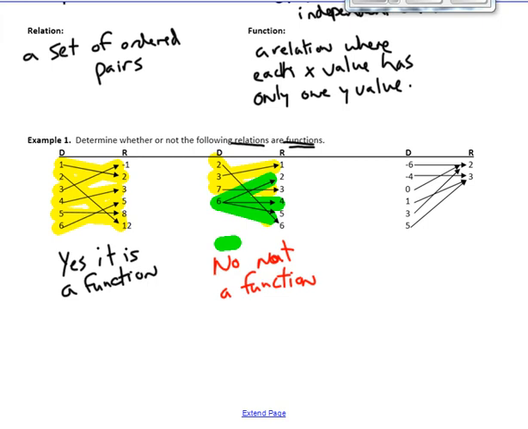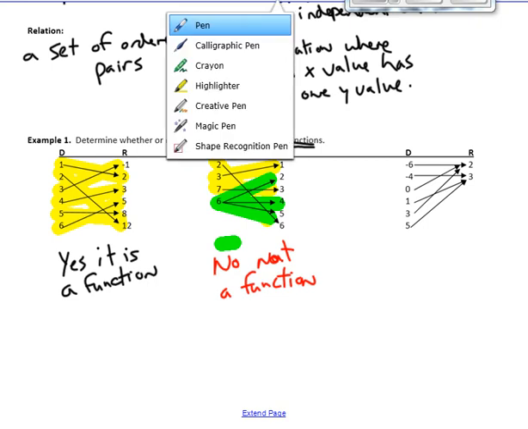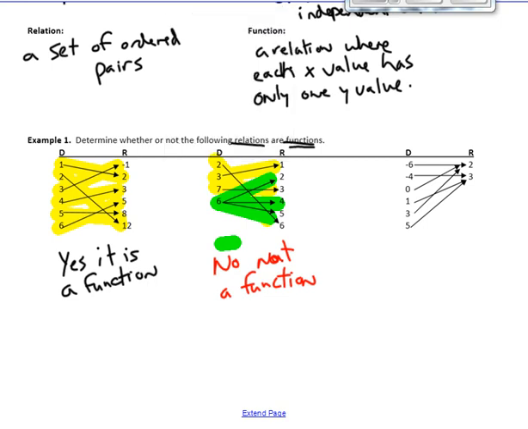So let's take a look at the last one. We've got, again, the -6 goes to 1, the -4 goes to 1, the 0 goes to one of them, the 1 goes to 1, the 3 goes to 1, and the 5 goes to 1. Notice that they all go to only 2 numbers, but the question is, does the domain only go to one range? And the answer in this particular case is yes, it does. So yes, it is a function.